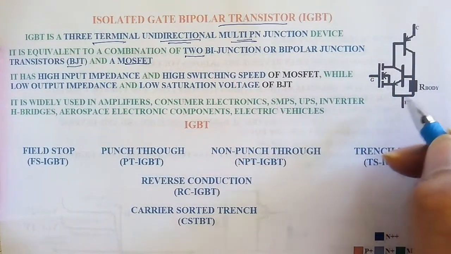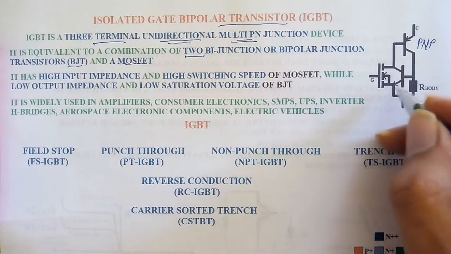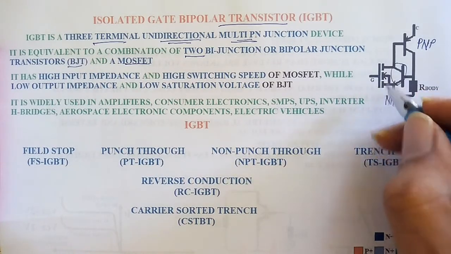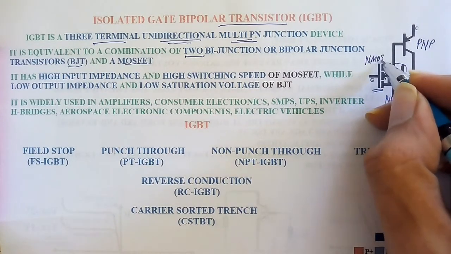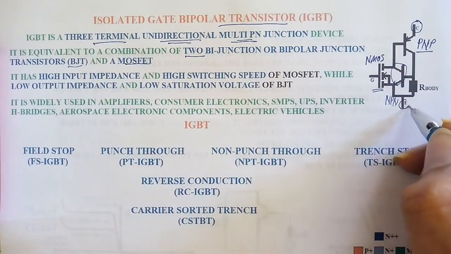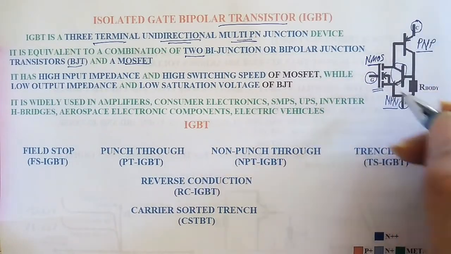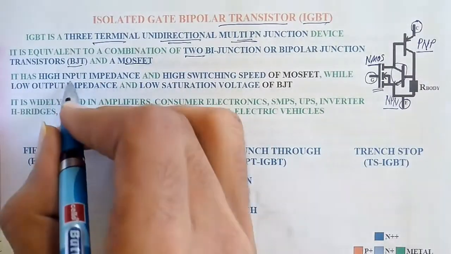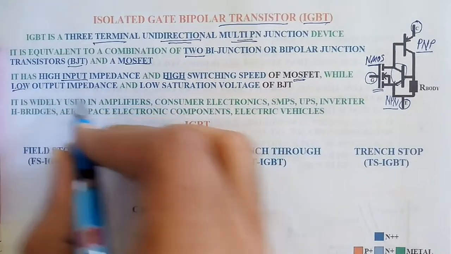If we observe this, the transistor here is PNP. This transistor is NPN, and this is an enhancement NMOS. So the collector of the PNP transistor, emitter of the NPN transistor, and gate of the FET are the 3 terminals of the IGBT. So it has the high input impedance and high switching speed of a MOSFET, while low output impedance and low saturation voltage of a BJT.